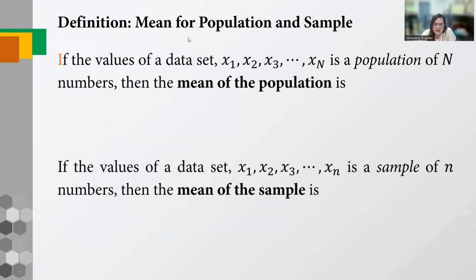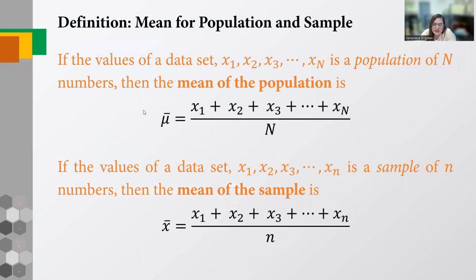So for the mean of a population and a sample, the formula is the same. The only difference is the notation. We have mu for the population mean and x bar for the sample mean. So it is the same, you add them all divided by how many they are, or divided by the number of data set.